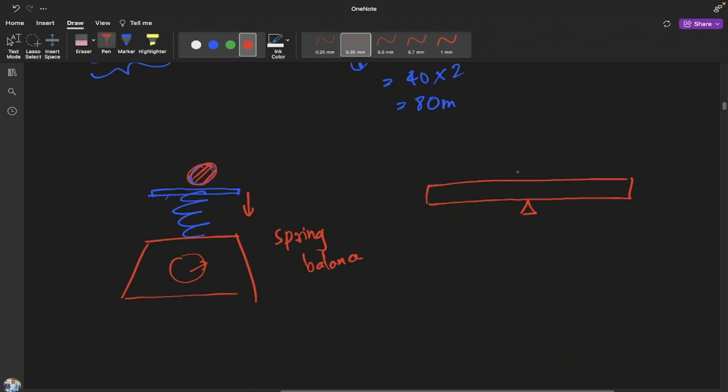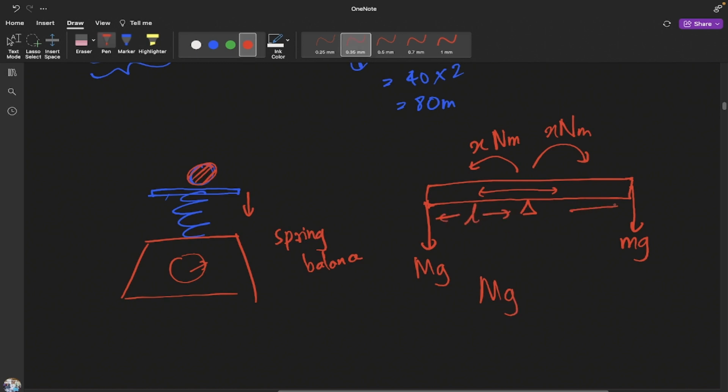Let's say something is turning with x moment, x Newton meters, then the other side also should be x Newton meters to keep this in a horizontal level. So let's say here it's capital M g, the mass you are hanging, and this side it's simple m g, the mass you are hanging. So you can see that capital M g times, let's say the distance is L, and here the distance is capital L into L.